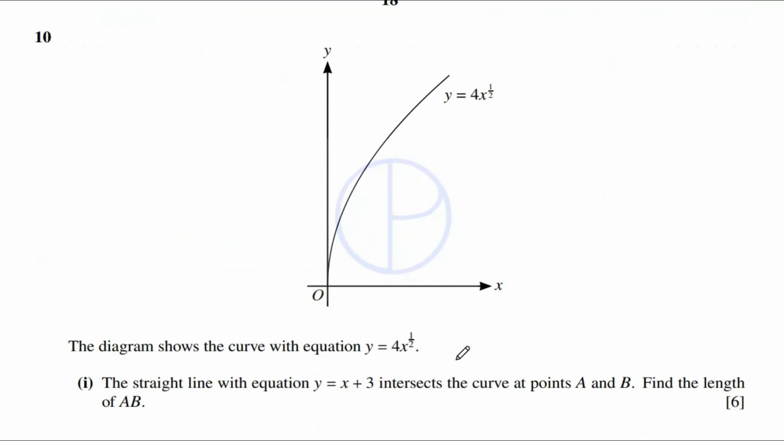The next question is, the diagram shows the curve with the equation y is equal to 4x power 1 over 2. The straight line with the equation y is equal to x plus 3 intersects the curve at the points A and B. Find the length of AB.